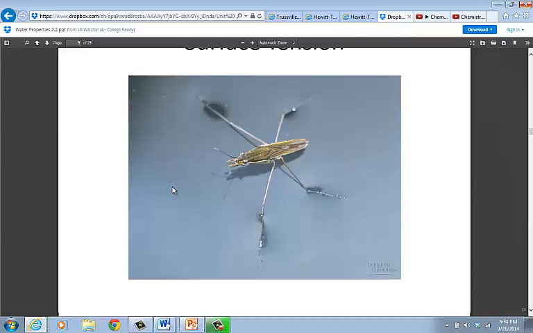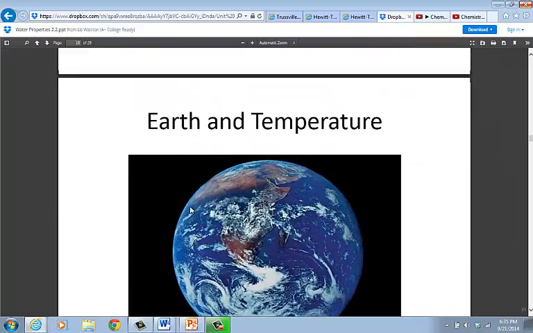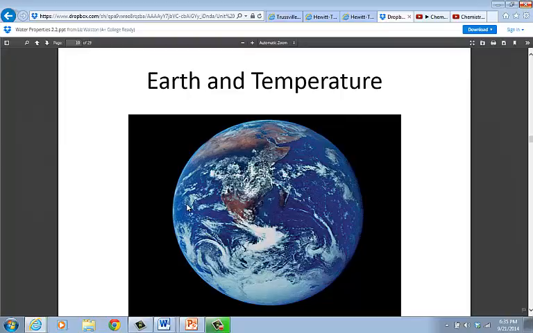And again, this works because of these hydrogen bonds. Now there's a particular type of covalent bond called a polar covalent bond. Think of poles, like the north and south pole of a magnet. They have opposite charges.